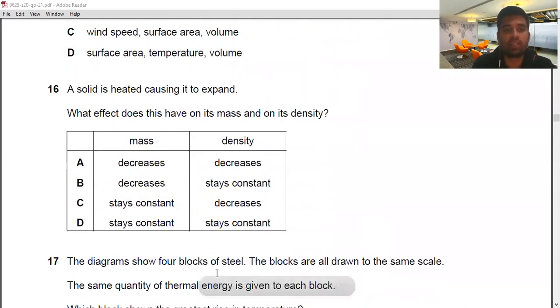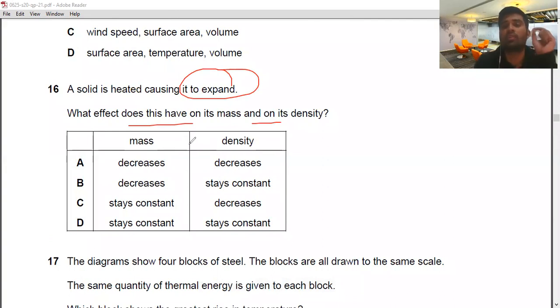So a solid is heated to expand. The solid is heated to expand. What happens to its mass and density? Now remember, if any object is heated or compressed or pressurized, or if anything is done externally, the mass does not change. The mass remains constant. So among these two, we have to check for the next option. So C and D are the ones.